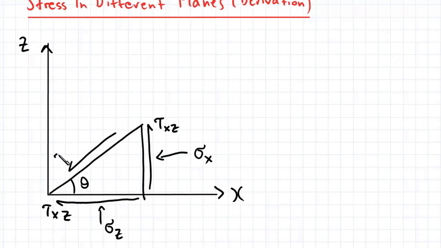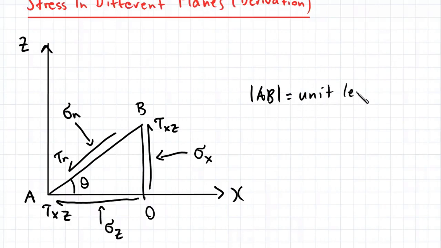Now we're interested in the shear stress and normal stress which are acting on this plane here, which acts at an angle of theta above the horizontal axis. So I'll just label these corners as well, A, B and O. So we can take the magnitude of AB to be of unit length. So as a result, this is a right angle here.